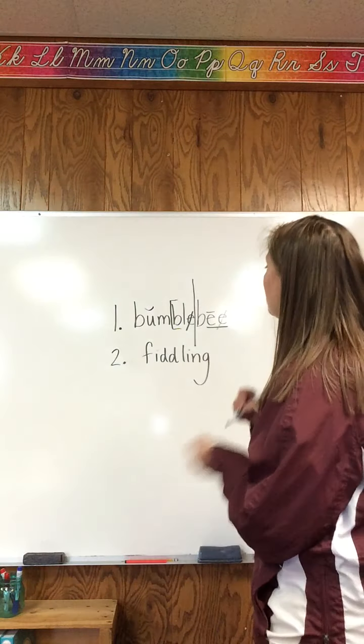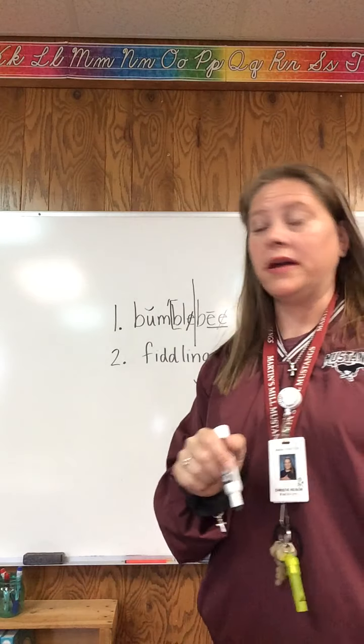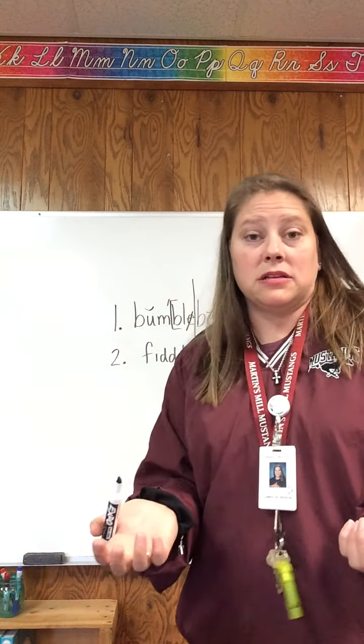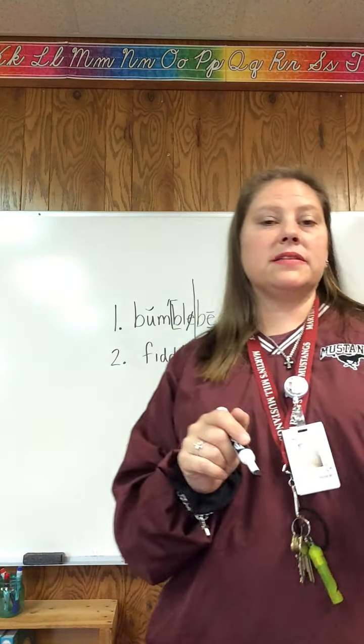All right, as you go through that process, as we have said before, the accent will always come before a final stable syllable. And then, of course, bee being its own word, it's its own syllable. So, bumblebee. All right, let's go ahead and look at number 2, the second one.